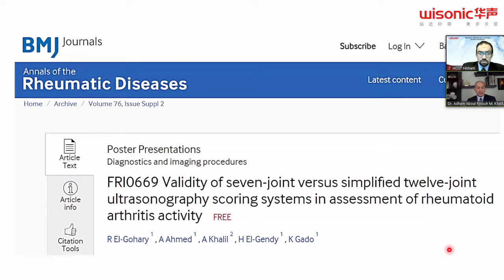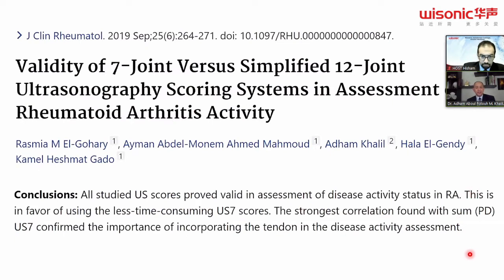This is a paper I participated in when we studied the validity of this 7 joint score versus a simplified 12 joint score, and we found that this 7 joint score, especially when combined with power Doppler, especially if you include the tendons, has a very good correlation with disease activity and a very accurate detection of rheumatoid arthritis patients, and probably saves you the time of doing a 10, 12, or 60 joint score, for example.